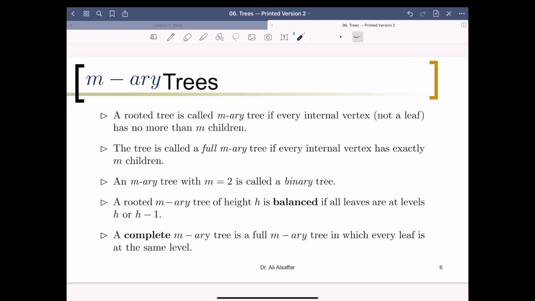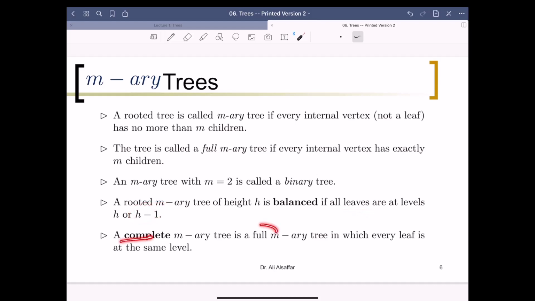We say that the tree is balanced if all leaves are at level h or h minus 1. Remember, h is the height. From the word balanced, what does it mean? It means when you draw the tree, it should not look like it's going on one side. So how to verify that it is balanced? Find the height and check that every leaf is at h or h minus 1.